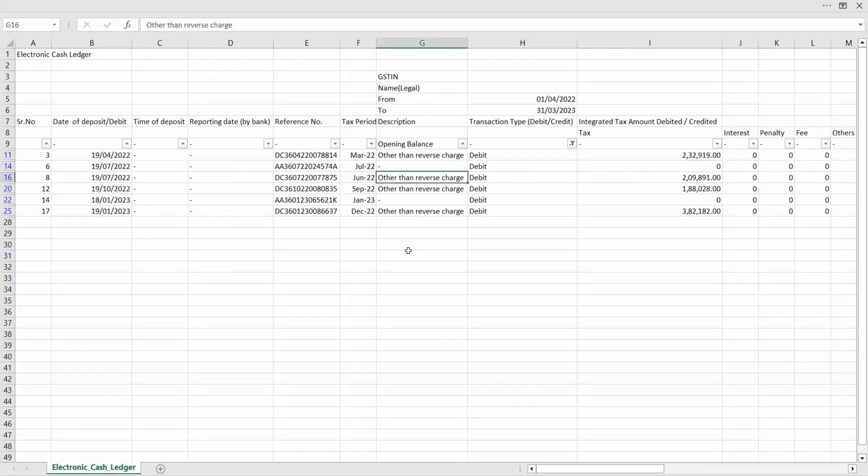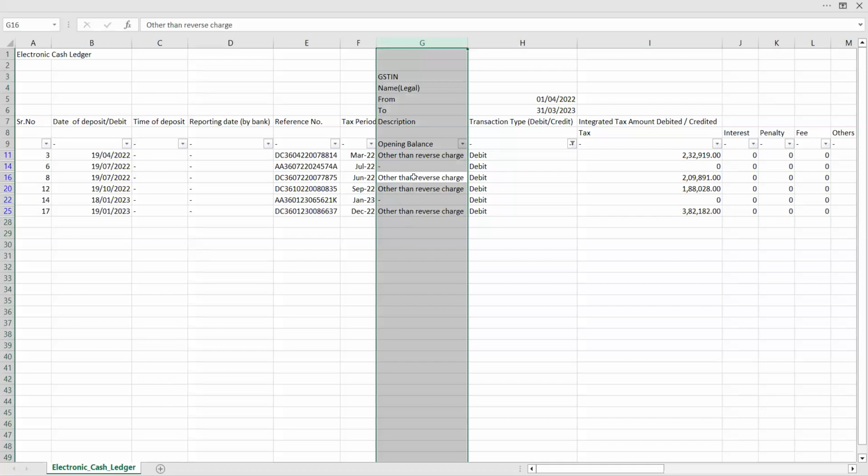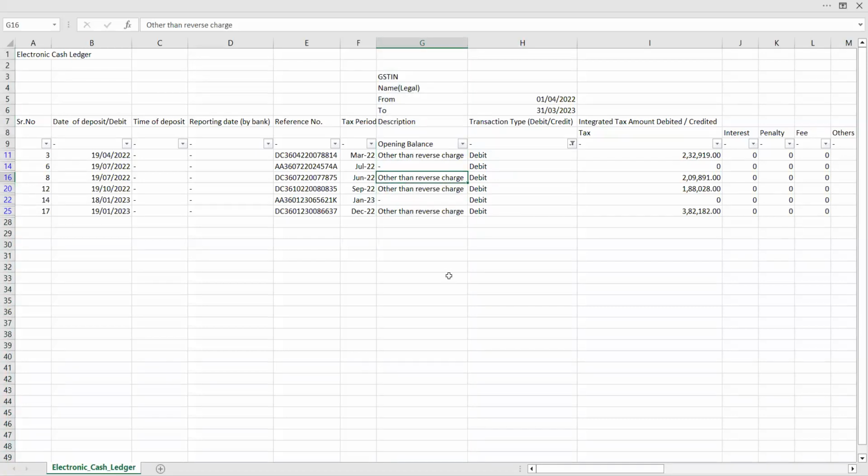For June month, you have utilized 2,09,891. Again, they are giving you the description here, whether you have utilized reverse charge or other than reverse charge. In the given example, there are no reverse charge entries. That is the reason you are finding other than reverse charge. If there are any reverse charge entries also, you understand?